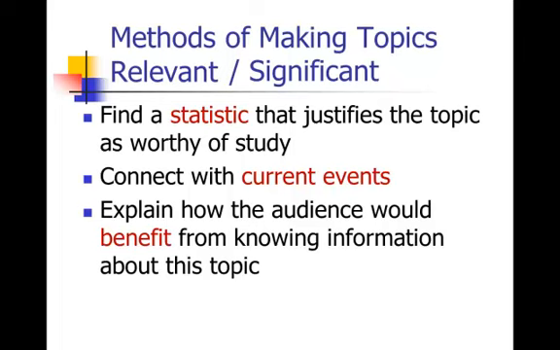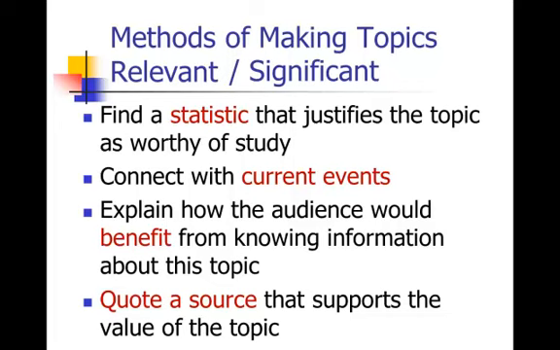You can explain how the audience would benefit from knowing information about this topic. Let's say that you're doing your informative speech on tax preparation. You could say, you too will need to do taxes one day, and a few simple tips will help make this job easier. That would give the audience a reason to listen to your presentation. And you can also quote a source that supports the value of the topic you've chosen. Let's say you've decided to do your speech on olive oil. Well, you could cite the Mayo Clinic, which warns us to limit our fat intake. At the same time, it praises the use of olive oil. That might help justify olive oil as a topic for the audience.